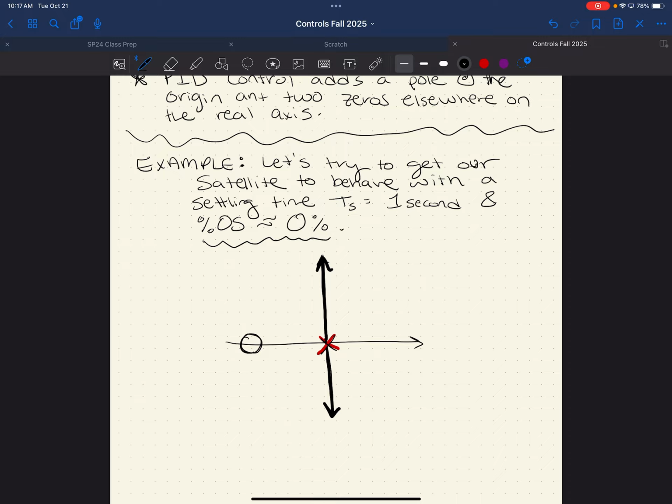Josh? Does that mean that the system is critically damped? It means the system is critically damped. Absolutely. Yes, so critically damped poles are what type of poles? 2 real repeated roots. So I'm looking for 2 roots that are exactly the same on the real axis.